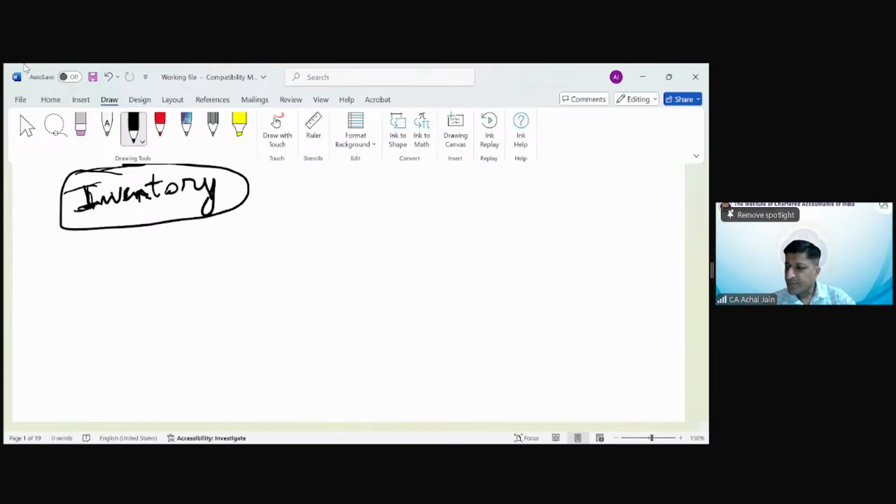What else? Physical inventory counting should be there. Okay. So how is that relevant? If you can just also talk about the assertions alongside.